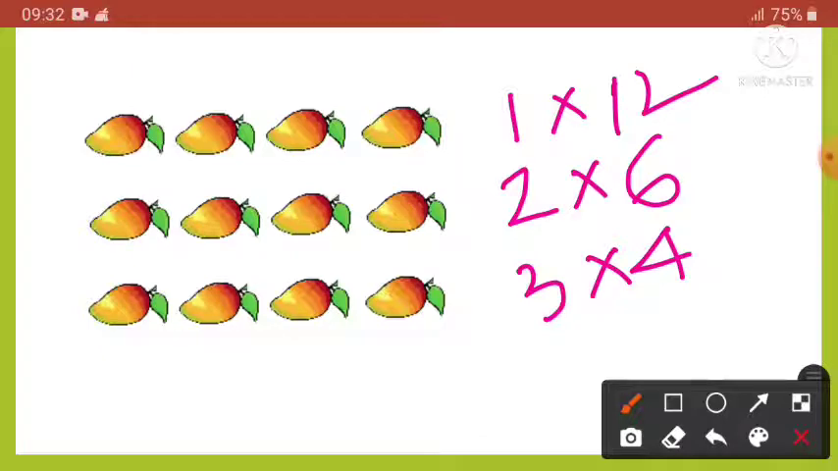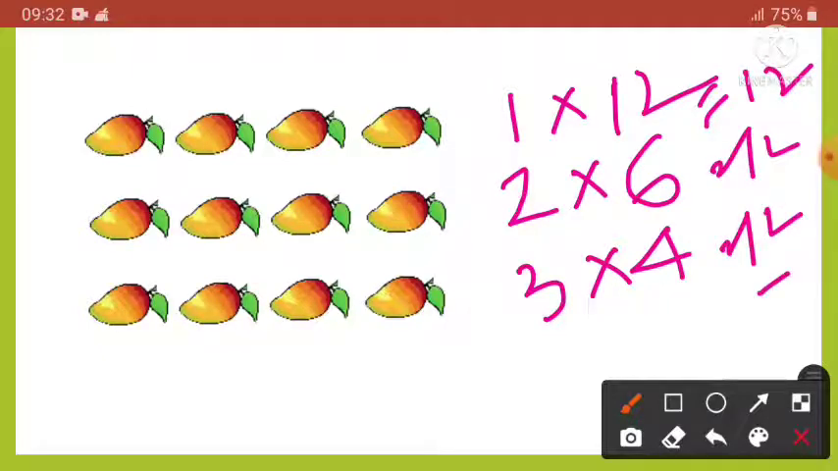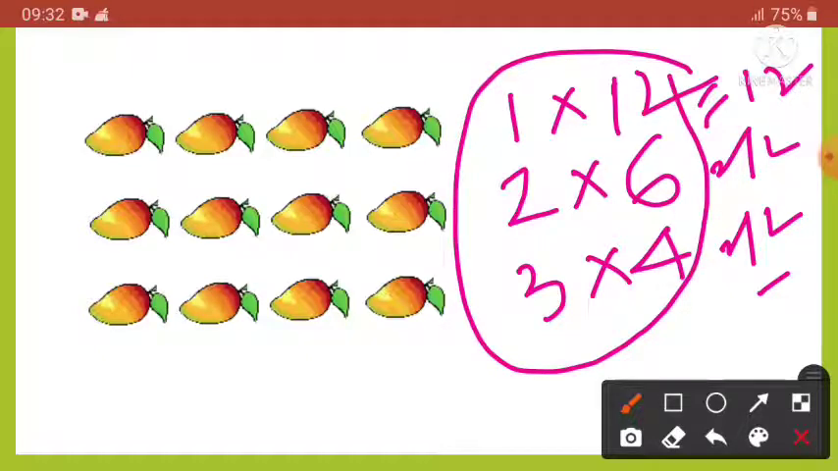Okay, when we want to distribute all these mangoes to your friend equally. So here you can see that every time we are getting the result 12, because every time you are trying to distribute 12 mangoes. Okay, so here all the numbers we are having are the factors of 12: 1, 12, 2, 6, 3 and 4.